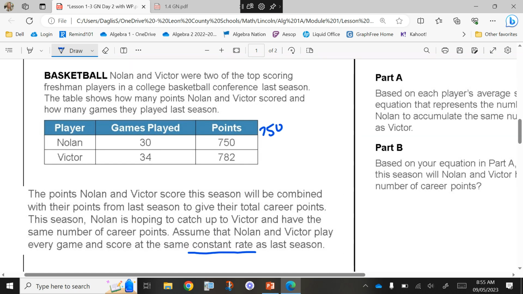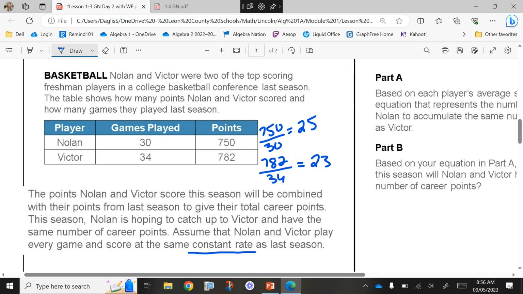So if he did 750 points in 30 games, that's an average of 25 points per game. So that's Nolan's slope. That's Nolan's constant rate. All right, and then we're going to do it for Victor also. So Victor, he did 782 points in 34 games. So his constant rate becomes, what is it, 23 points per game. All right, so constant rate, we got that for both of them.